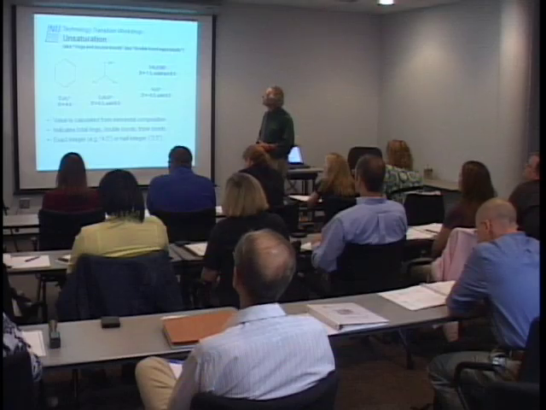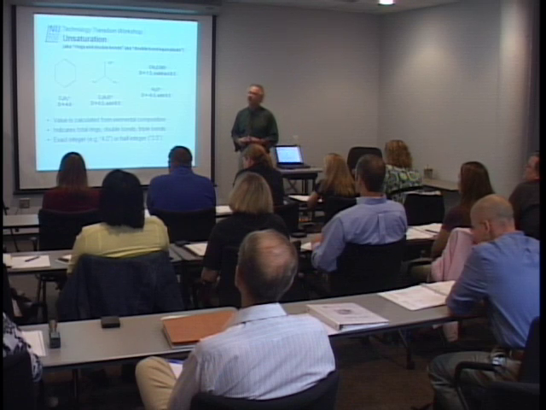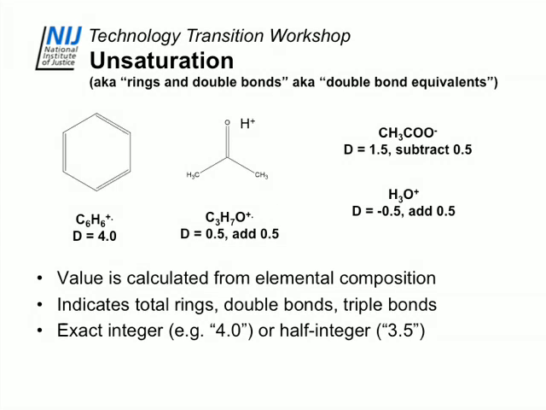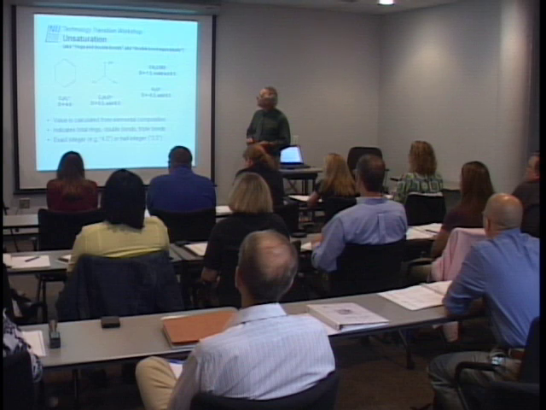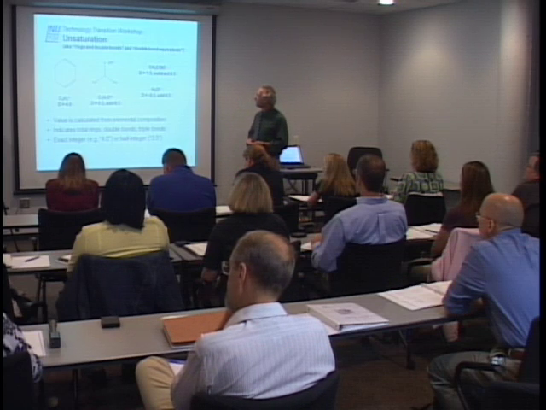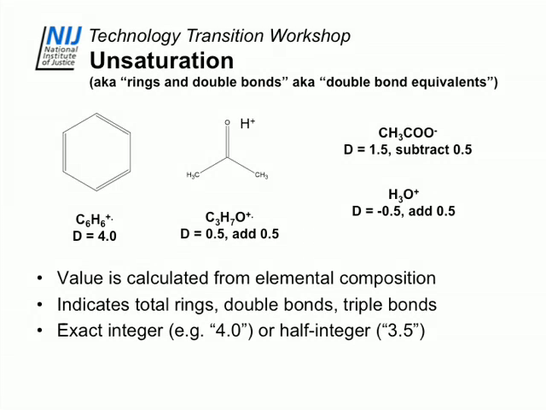The software for elemental compositions will also give you other information. We'll talk about unsaturation, which is the rings and double bonds in a given composition. This information is also useful in trying to understand what you're looking at, so it's worth pointing out. Let's take a look at a couple of examples. Benzene on the left: if you have the benzene molecular ion, you have one ring and 3 double bonds, so the unsaturation index is going to be 4.0.